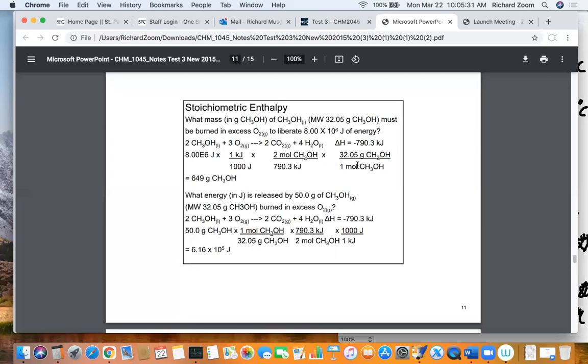Then in order to get to grams, I put moles of methanol on the bottom and the molecular weight of methanol on the top. We do the math, and it comes out to be 649 grams. Does anybody have any questions about this first example?